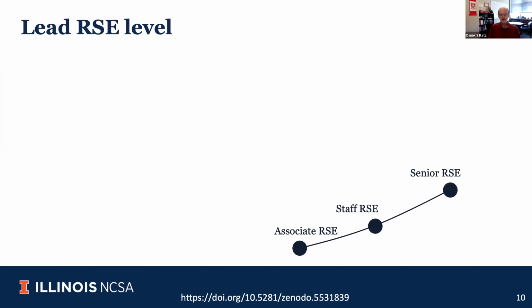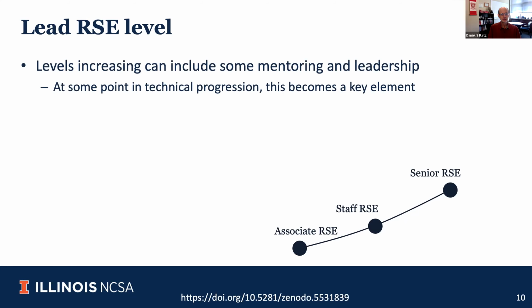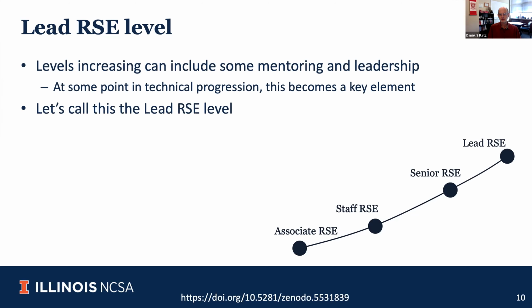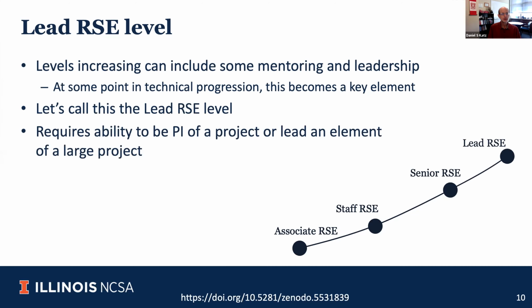Once we have these levels, and these again are something that I think a lot of groups have the equivalent of, if we're thinking about a lead level as well. The levels as they increase can include some mentoring and leadership. And at some point in the technical progression, the mentoring and leadership really becomes a key characteristic of a person who's progressing. And so let's call this the lead RSE level, and we'll just add it on to the end.